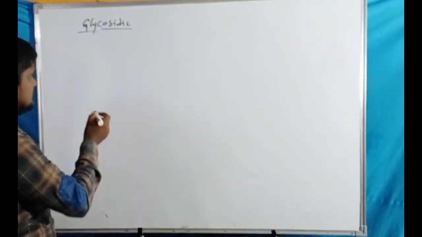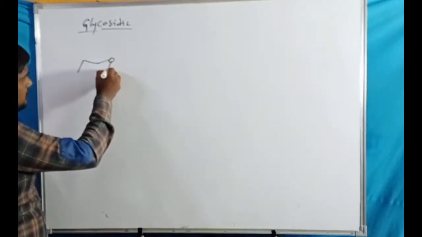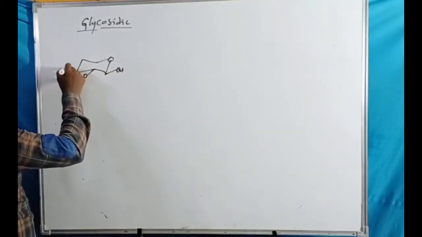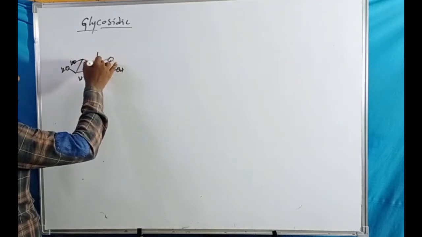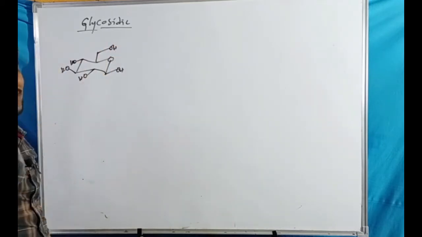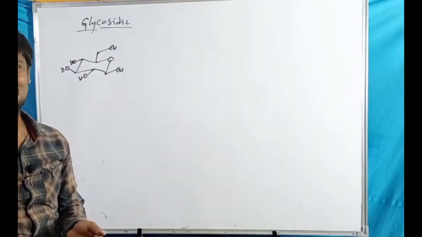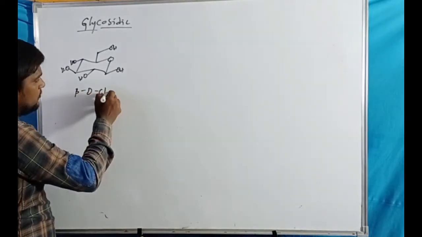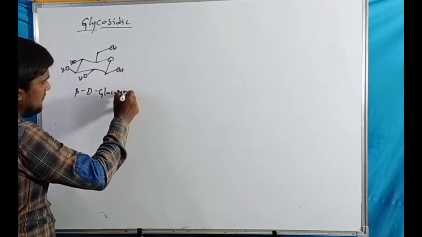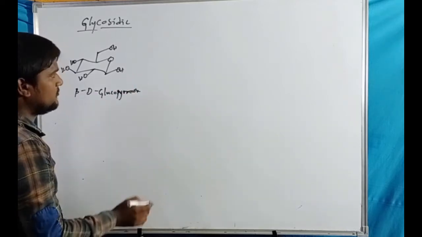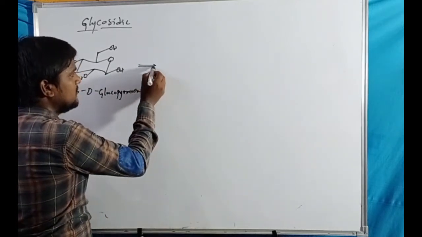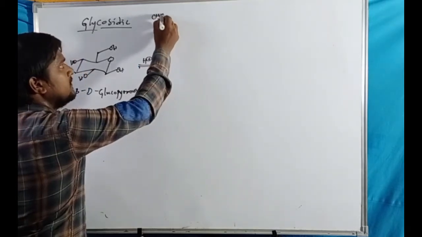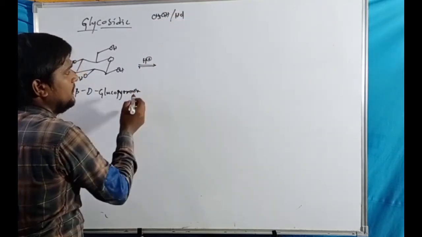Okay, now here is the structural form. Let us take either the beta isomer or the alpha isomer, assume any one of them. Whether it is beta-D-glucose or alpha-D-glucose, here it is beta-D-glucose, D-glucopyranose, because it has a pyranose type structure. In the presence of H+, we take methanol in HCl, that means an acidic medium, H+.